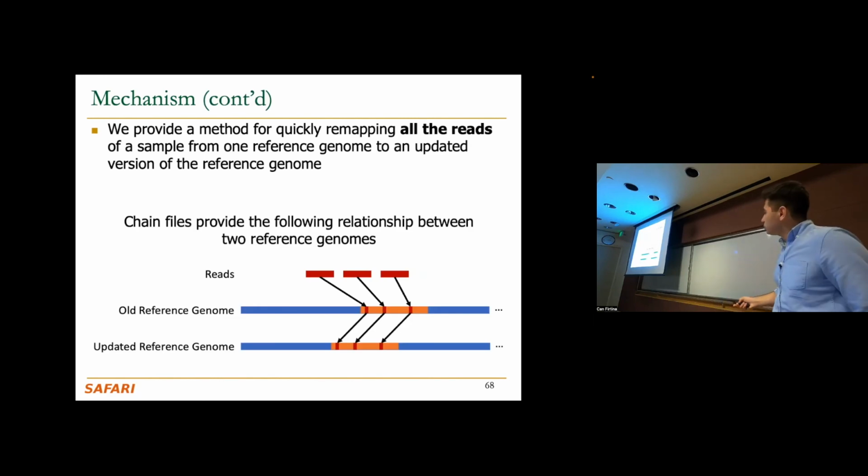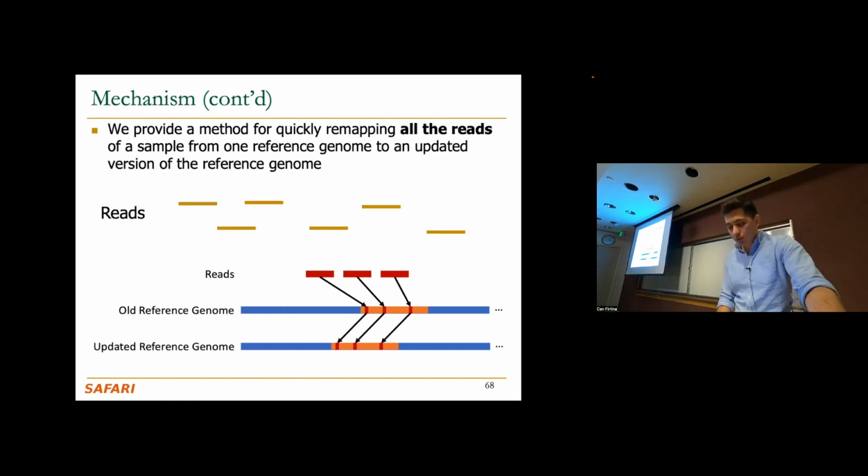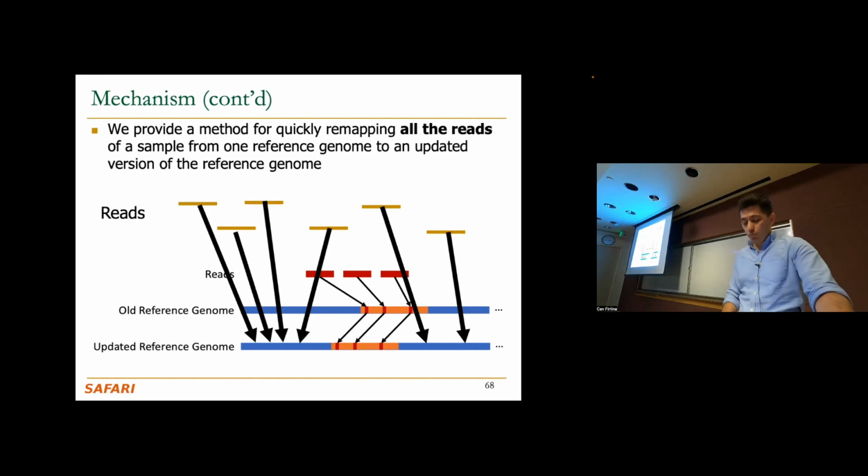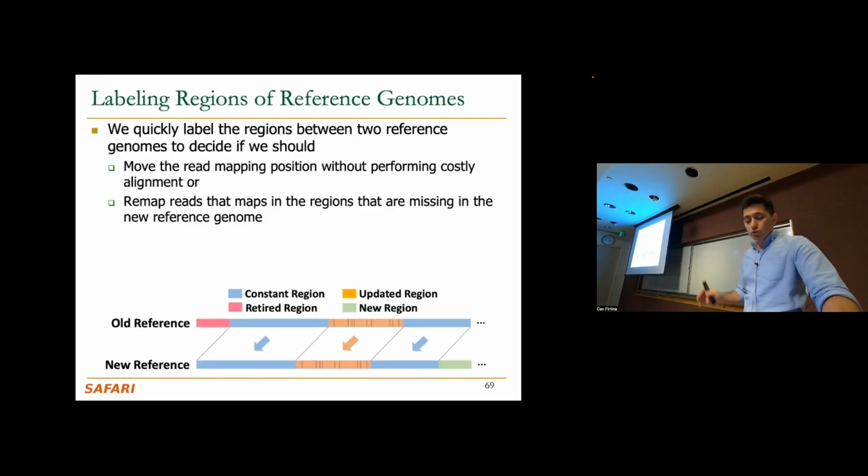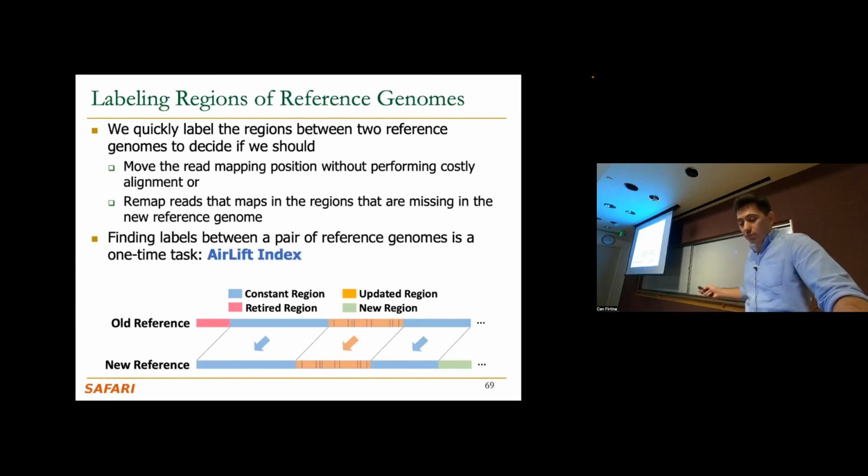You can assume that these are the reads that are mapped to the exact matching blocks. These are fine; every tool can do this. So what about the reads that are not mapping to these exact matching blocks between reference genomes? We also provide a mechanism to map them. To do that, we quickly label the regions between two reference genomes to decide if we should move them or remap them. In order to label them, we generate our index file that we call the AirLift index.